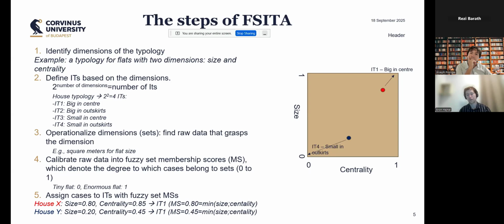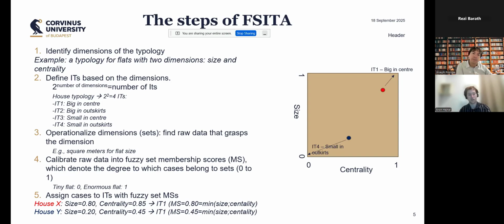So for instance, in the centrality dimension, a membership score of 1 means that the house is perfectly central, and 0 means that the house is the farthest possible from the center. Or 0 is the smallest flat possible with the size dimension, and 1 is the hugest flat possible. So when we have calibrated our raw data into these fuzzy set membership scores, then for each dimension and each case, we have such a fuzzy membership score. And based on this, we can ascertain which ideal type is the closest to each case, to each house.